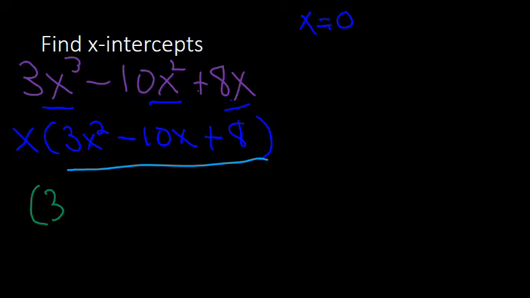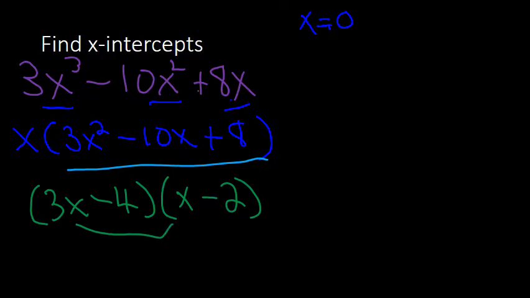And so I can factor that by 3x minus 4 times x minus 2. Now, if I want to check my work in here, I can FOIL this. I mean, 3x times x is 3x squared. 3x times minus 2 is going to give me minus 6x, minus 4x here, and then plus 8 here.